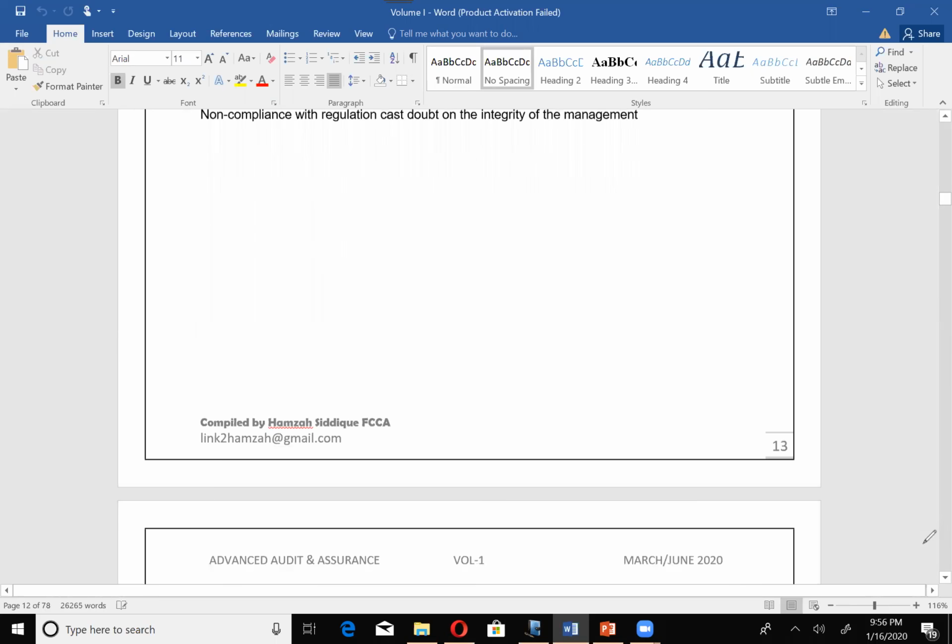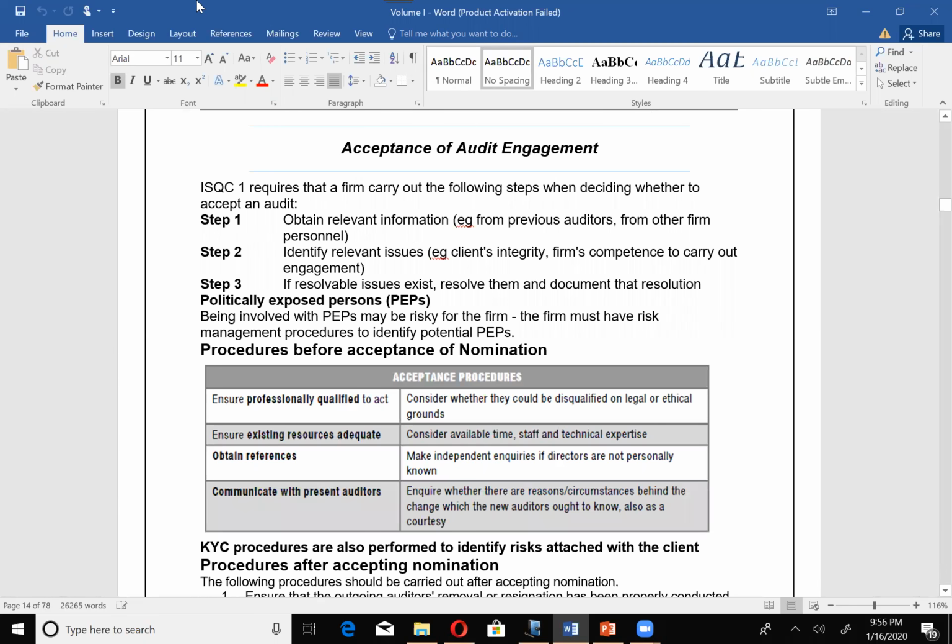Students, the next topic we are going to start is acceptance of audit. The next topic is acceptance of audit. Students, I hope you are getting what I'm explaining right now.